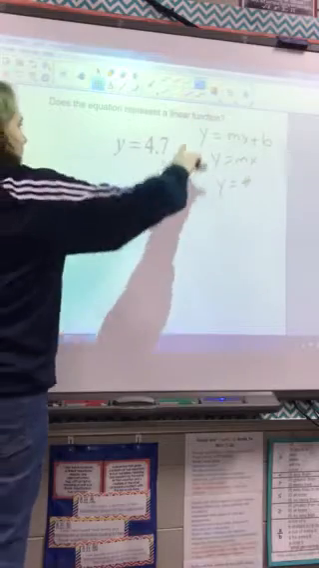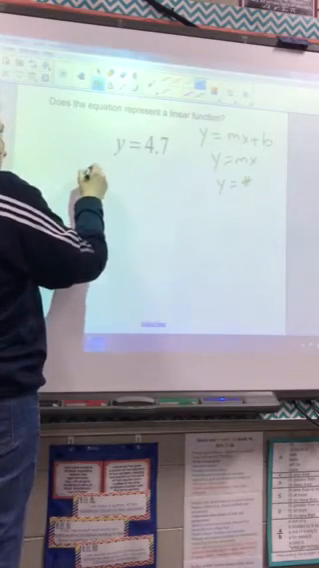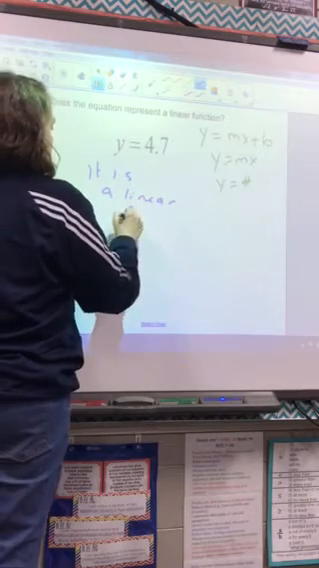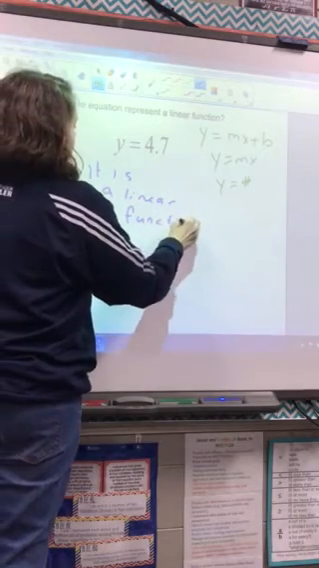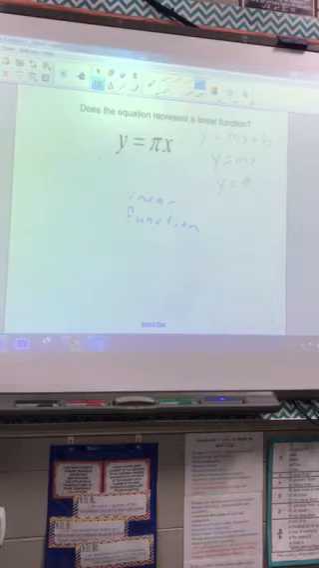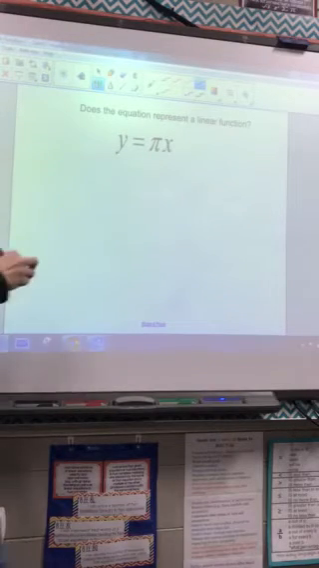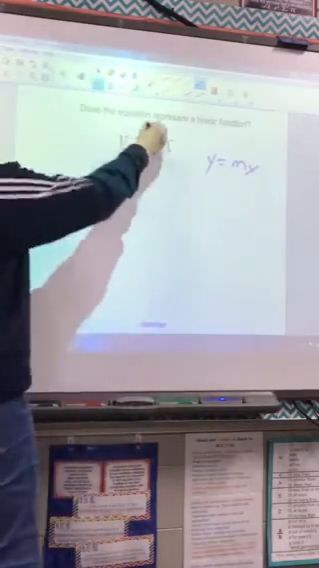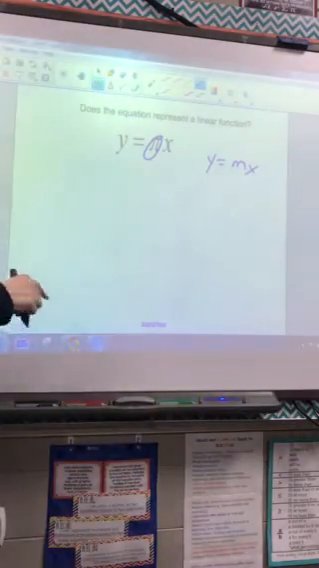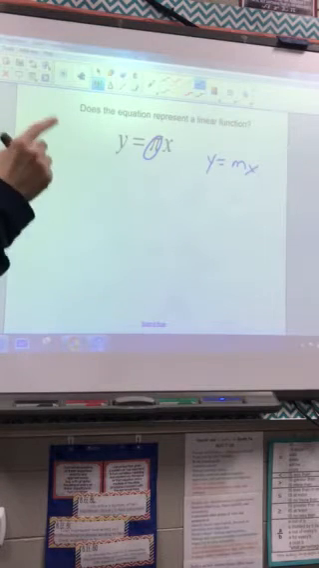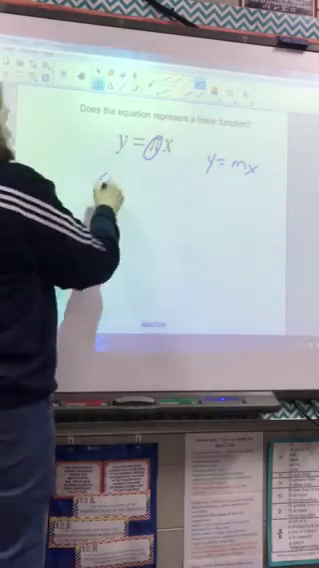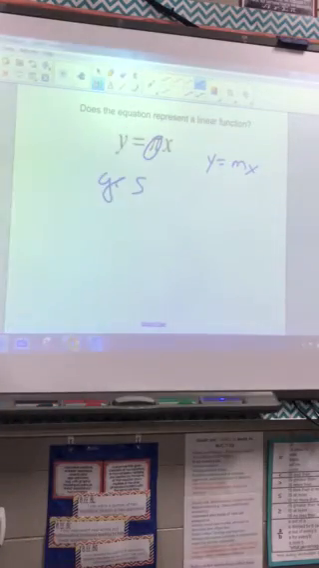Does this look like one of my variations? It sure does. It is a linear function. It would have been easier if I just wrote yes. Does this represent a linear function? Okay, so I have to look back. My b is 0, y equals mx. Well, we know that pi is a constant, so your slope is 3.14 over 1, approximately. So yes, it does. That would graph a line.